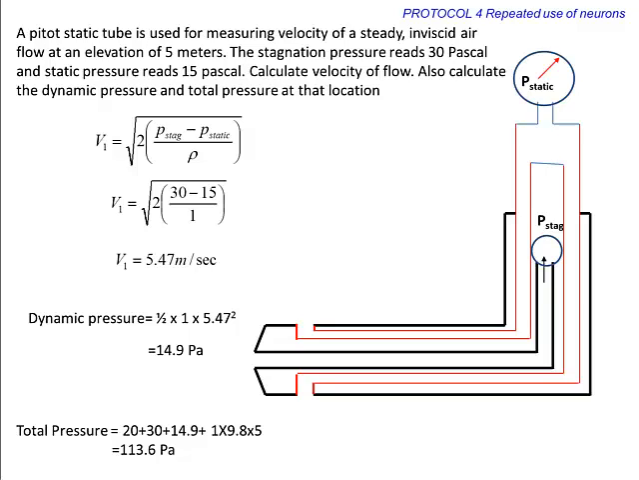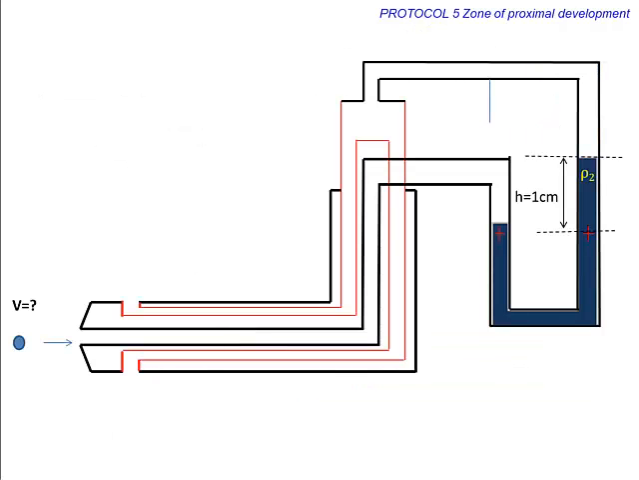A pitot static tube is used for measuring velocity of a steady, inviscid airflow. This device is connected to a U-tube manometer as shown in the figure. The manometric fluid is water. When this pitot static tube is placed in the flow, a 1 cm difference in manometric fluid is noted. Calculate velocity of air at location 1.